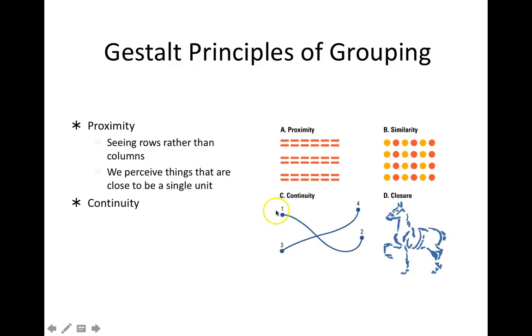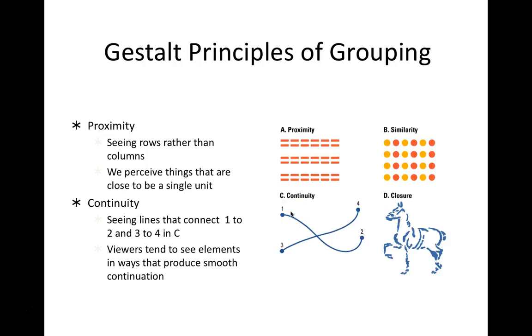Then there's continuity. We tend not to see a triangle here, or parts of 2 sides of a triangle and a triangle there, but rather we see lines that connect 1 to 2, and 3 to 4. That's what we naturally see because of the continuity involved. Viewers tend to see elements in ways that produce a smooth continuation.